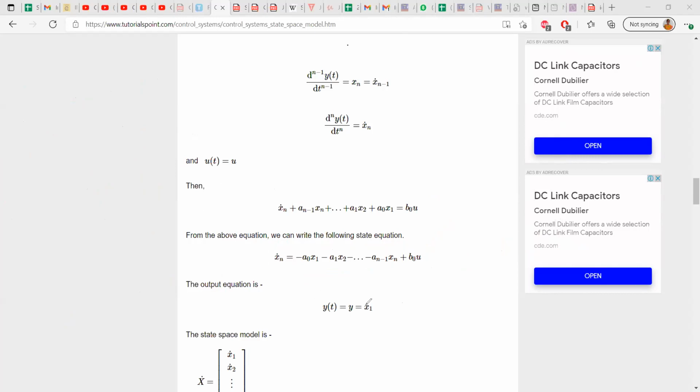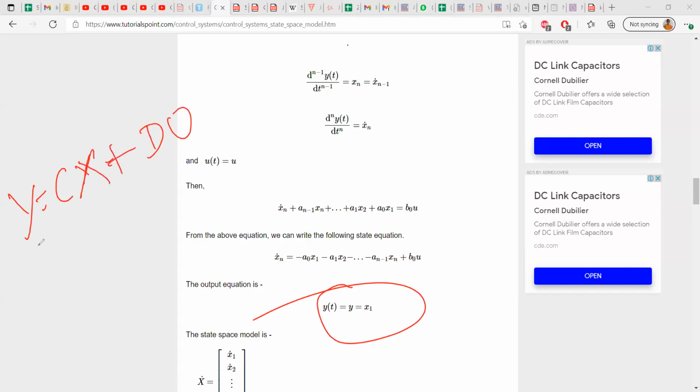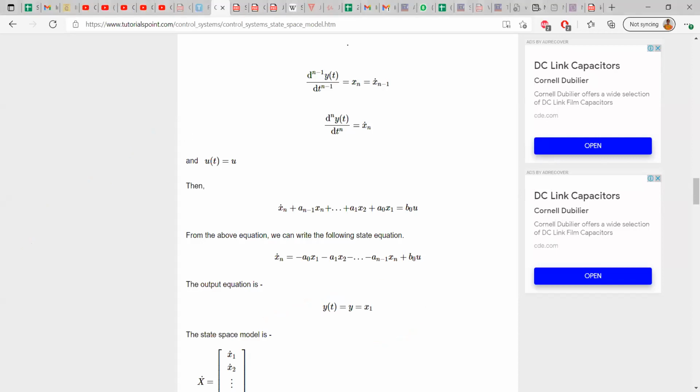Okay, right. What is the output equation? We also have an output, cx plus du. What is the output? What did we take y to be at the start? What is y of t? x1. So y of t is x1.